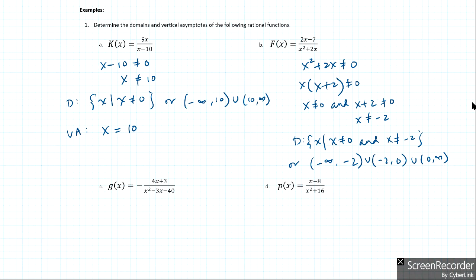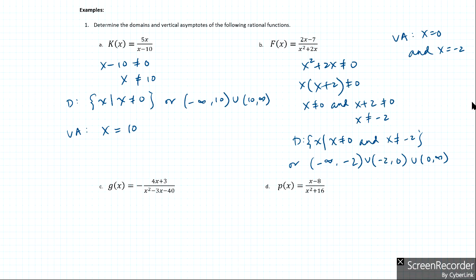Lastly, for the vertical asymptote, again, we can't simplify this expression anymore, so we can say that the vertical asymptotes are going to be x equals 0 and x equals negative 2. In this case, we have two vertical asymptotes.